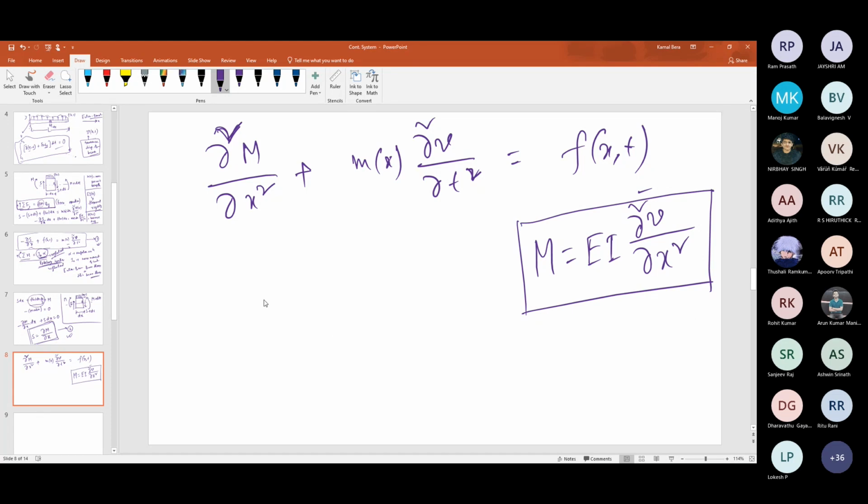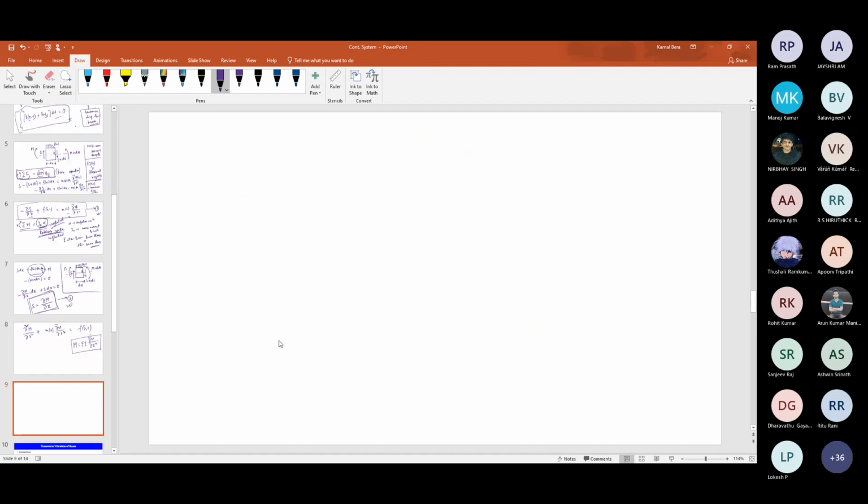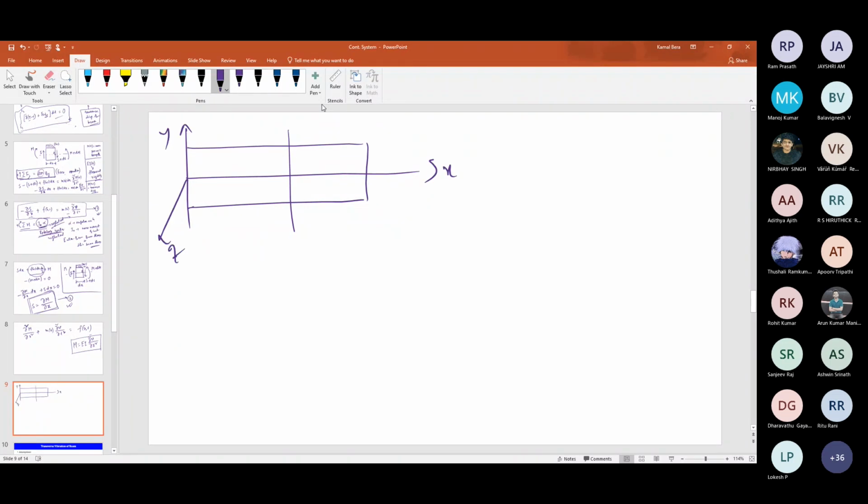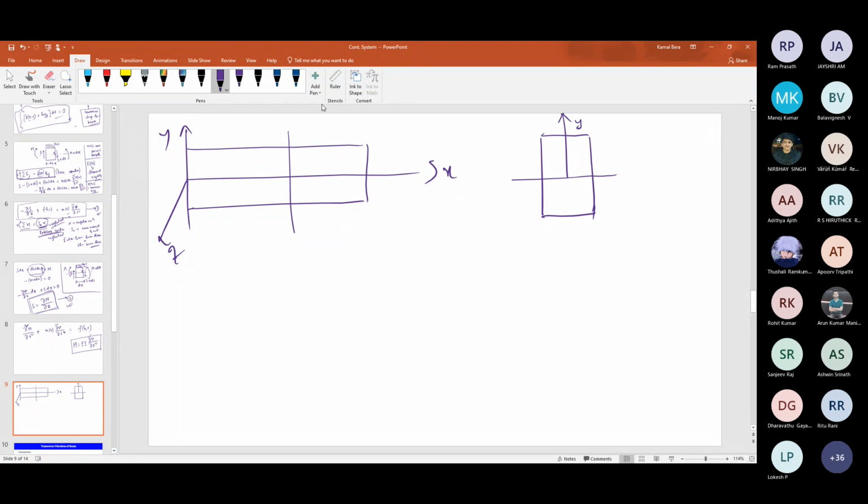For the sake of completeness, I'll quickly show it here. It's very simple. Go back to that beam problem. Let's say this is my beam, I'm just showing a uniform one. I take a cross section at a distance x. This is the x direction. This is the cross section, this will be the y direction and this will be the z direction. And this is my strain distribution diagram, which is linear.